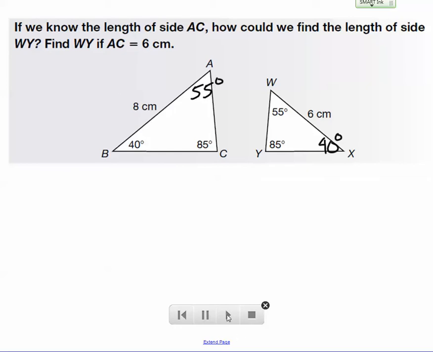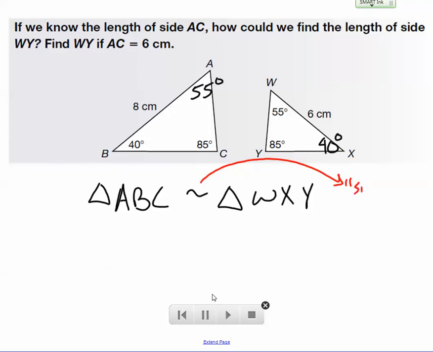So that's what we're going to do. First of all, triangle ABC is similar to triangle WXY. That little squiggly mark right there means similar. So now we're going to set up a proportion. AC is 6 centimeters, and we're trying to find WY. Let's say 8 over 6 is equal to 6 over x.